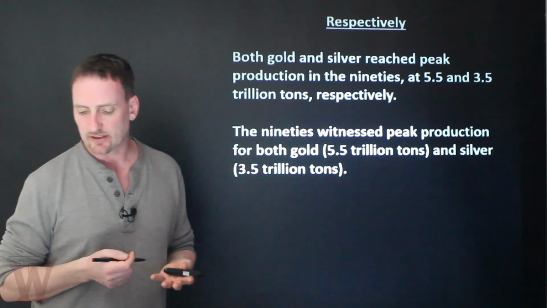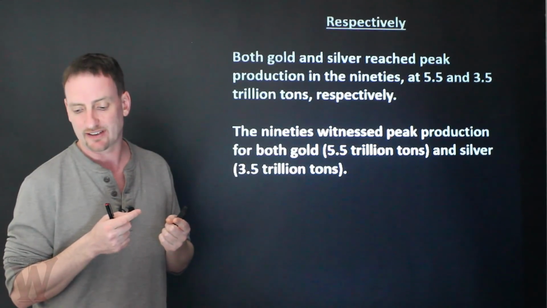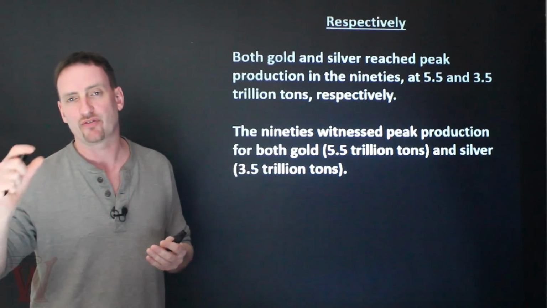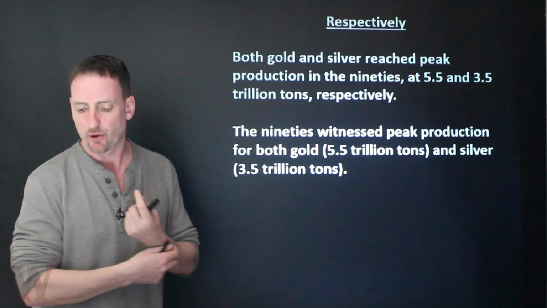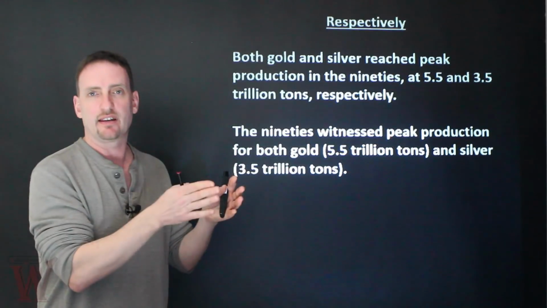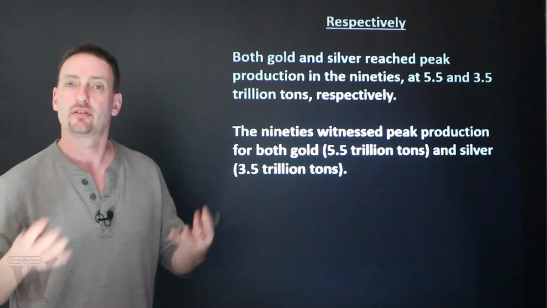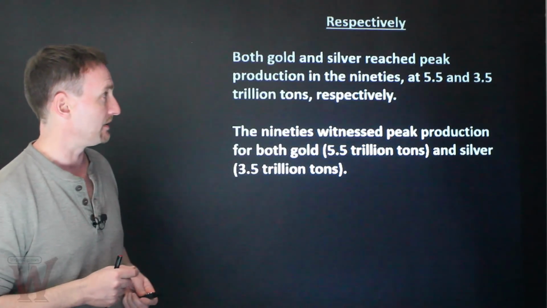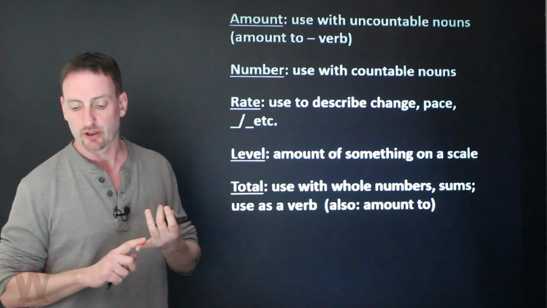The 90s witnessed peak production for both gold, 5.5 trillion tons in brackets, or for gold at 5.5 trillion tons in commas, and silver at 3.5 trillion tons. Say the item, say its number, say the next item, say its number. Safe is better than wrong, okay? So that's respectively.